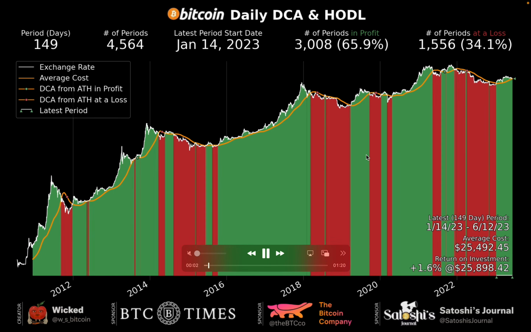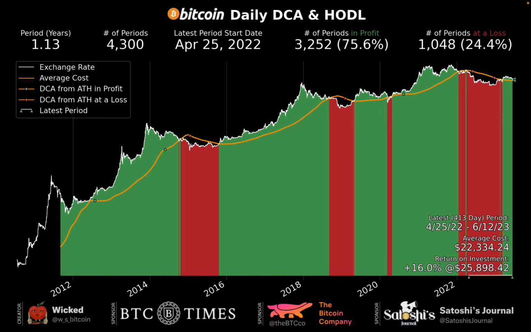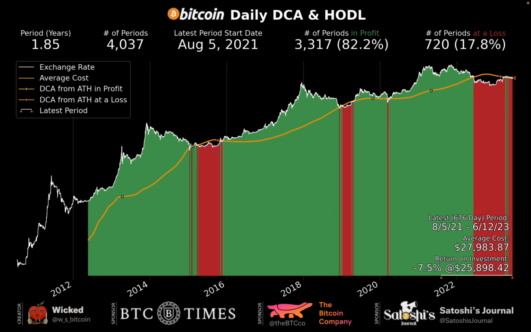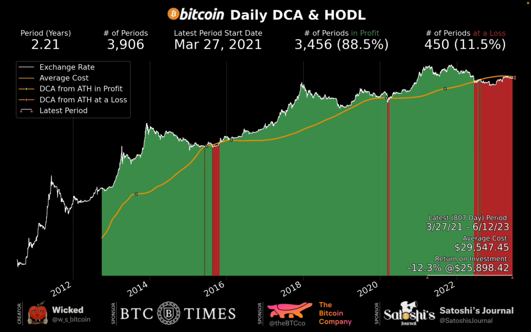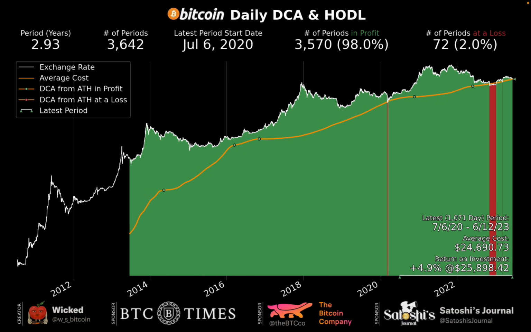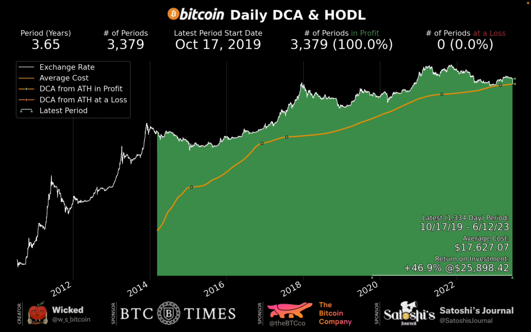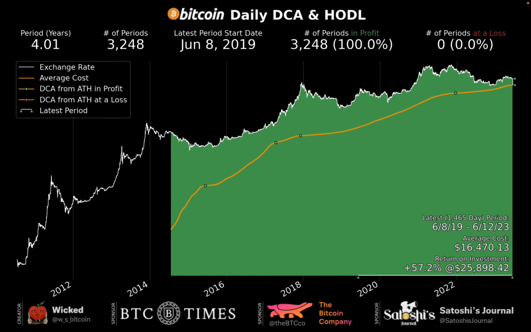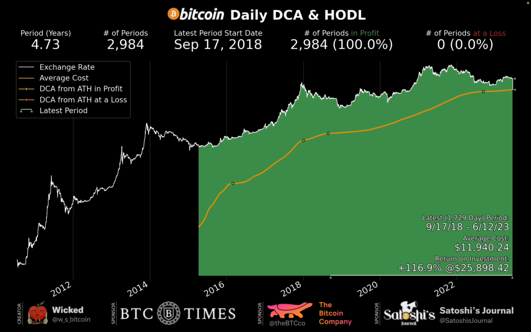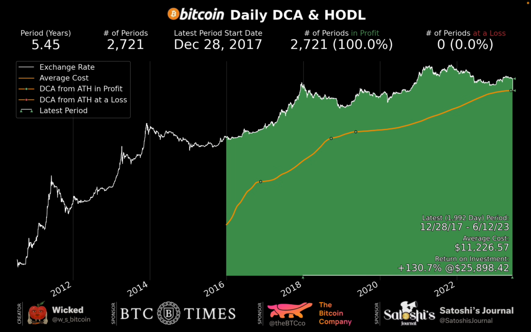Here's the actual animation, so you can see as it's going forward in time with larger and larger periods, fewer and fewer of those periods are at a loss. More and more of them become in profit. This makes sense, right? The longer you DCA, the lower your average cost gets, and the more likely you are to be in profit. And at a certain point, everyone who's DCA'd for longer than like 3.5 years, right?